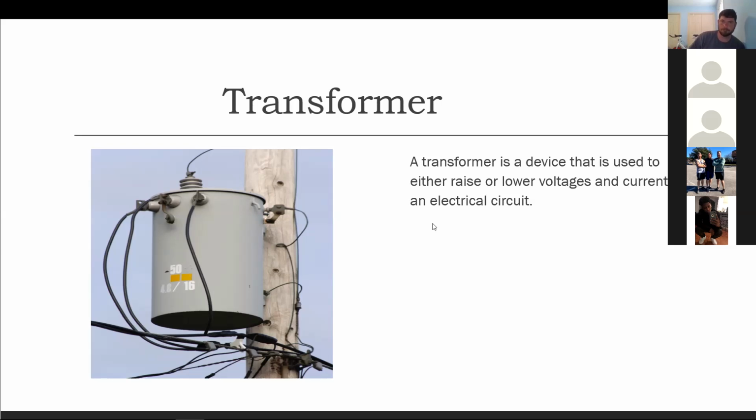Here this is going to work as a step down, but on a pole you just see this transformer. A transformer is a device that is used to either raise or lower voltages and currents in an electrical circuit. So what this would do is transform the voltage coming in and distribute it to a residence at a lower voltage. So I have an inbound primary voltage at the top, and outbound I have a residential voltage like 120, 240.